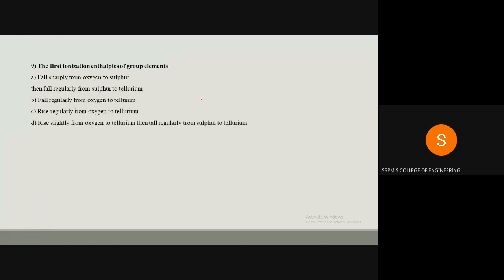Next question: the first ionization enthalpy of group elements falls sharply. The first option is fall sharply from oxygen to sulfur. This question is basically not a logical question.